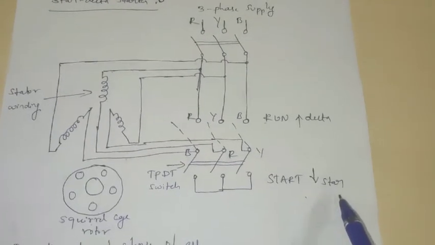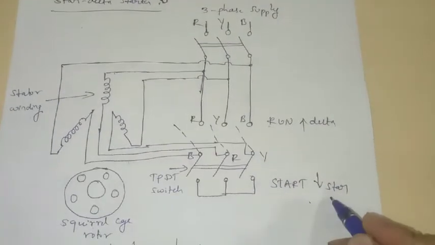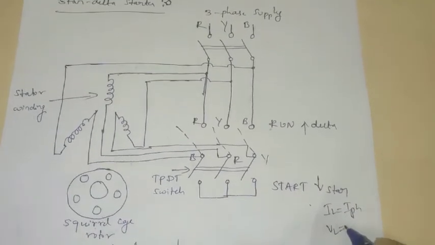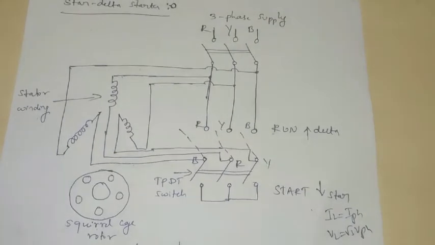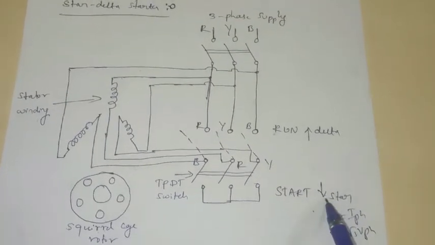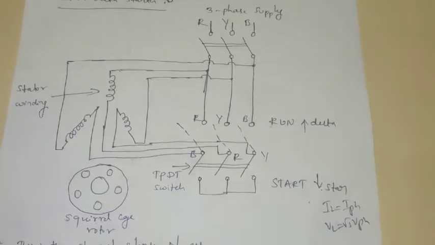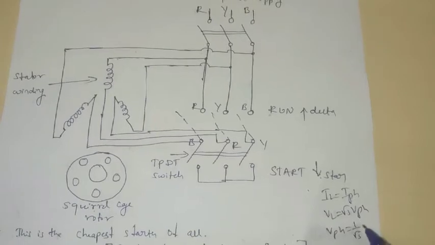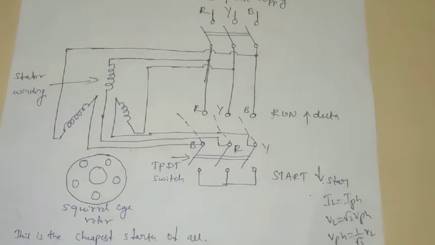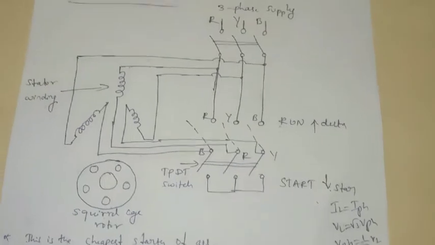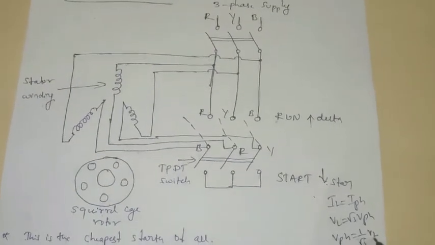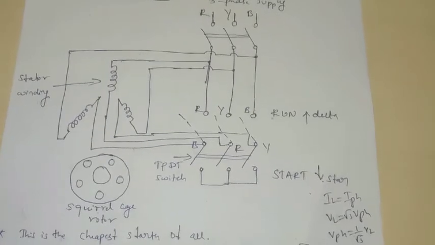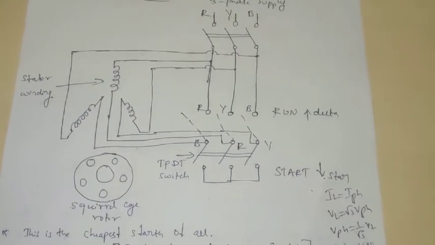So what happens in star? We know that in star condition, the line current is equal to phase current, and the line voltage is equal to √3 times phase voltage. So whenever the motor is running in the star condition, the phase voltage is reduced by a 1 by √3 factor. So that is VPH is equal to VL by √3. Means if you are giving the supply voltage 440 volt, then 440 divided by √3, so around 254 volt you will get across each phase.